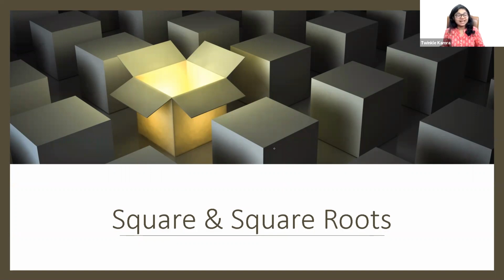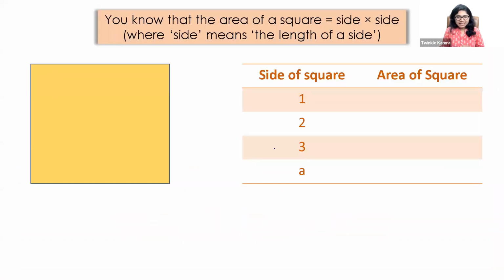So let us understand what we actually mean by squares. First, if you see here, I have a square, this yellow colored square. If I have any square of side 1, we know the area of that square is always side into side, which is 1 into 1, which gives me 1. We can also write this as 1 square.